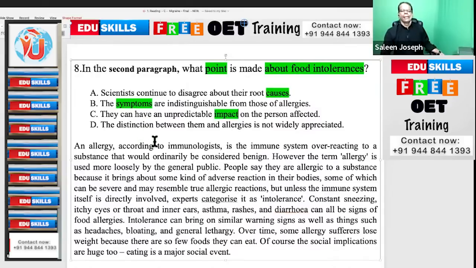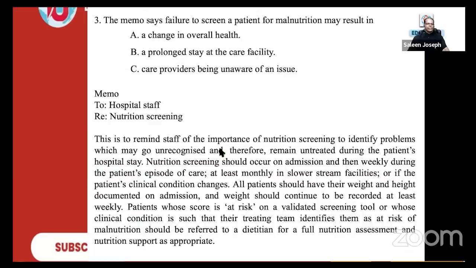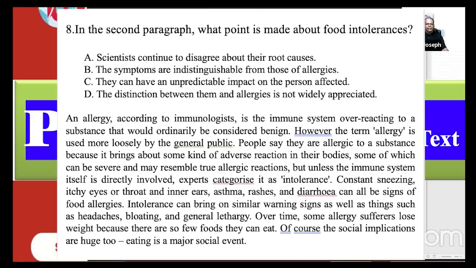Option D, the distinction between them and allergies is not widely appreciated. Concept. Distinction. Distinction is the concept, right? Concepts. Here you see causes, symptoms, impact. Yeah, please read the text. Let's look into this one. Read and follow. Okay.